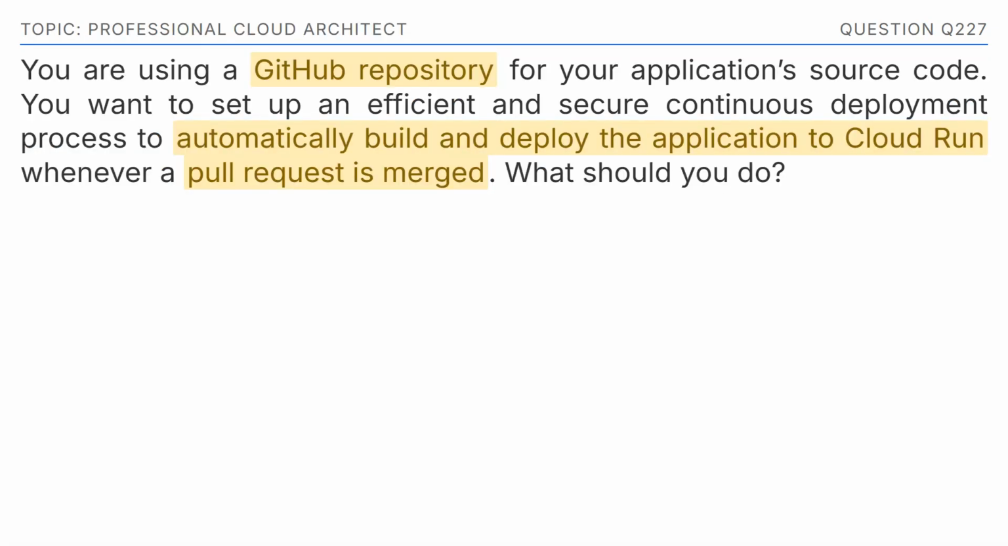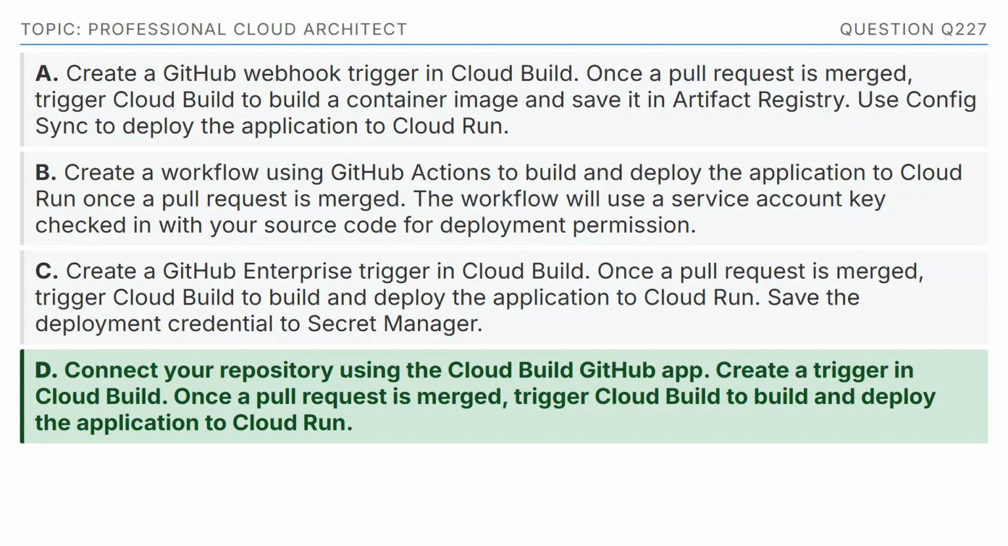To arrive at the correct answer, we focus on the keywords: GitHub repository, automatically build and deploy the application to Cloud Run, pull request is merged. The correct answer is option D. Connect your repository using the Cloud Build GitHub app. Create a trigger in Cloud Build. Once a pull request is merged, trigger Cloud Build to build and deploy the application to Cloud Run.